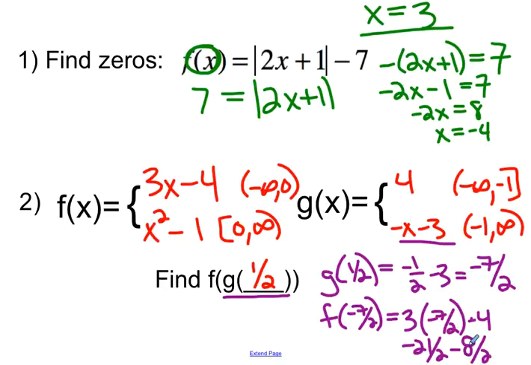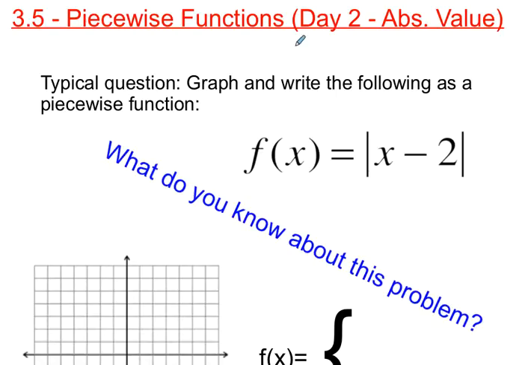And at that point, negative 21 minus 8 is going to give me negative 29 halves. All right, so that's your warm-up. And now when we jump into this lesson, again, we're just going to worry about the absolute value part of this assignment. And a typical question is going to be, take an absolute value.